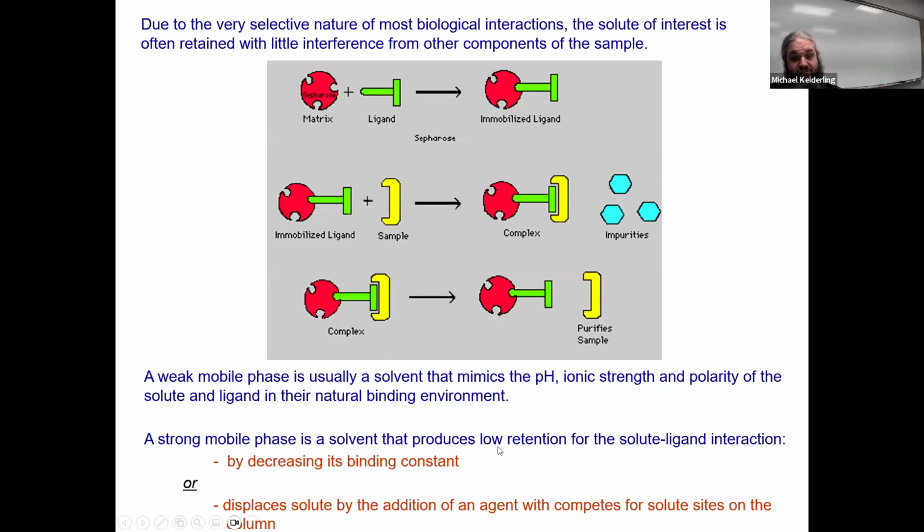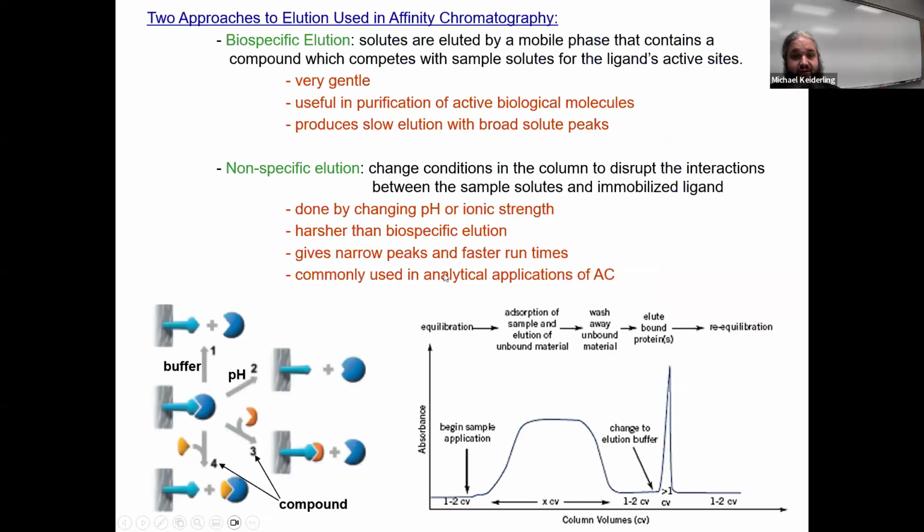And a strong mobile phase is a solvent that produces low retention by either decreasing the binding constant or displacing the solute by the addition of an agent which competes for solute sites on the column. I think more common is decreasing the binding constant because you can change the pH or other things like that. And that will often cause things to not bind anymore. Or you can have some other thing which binds better and helps separate.